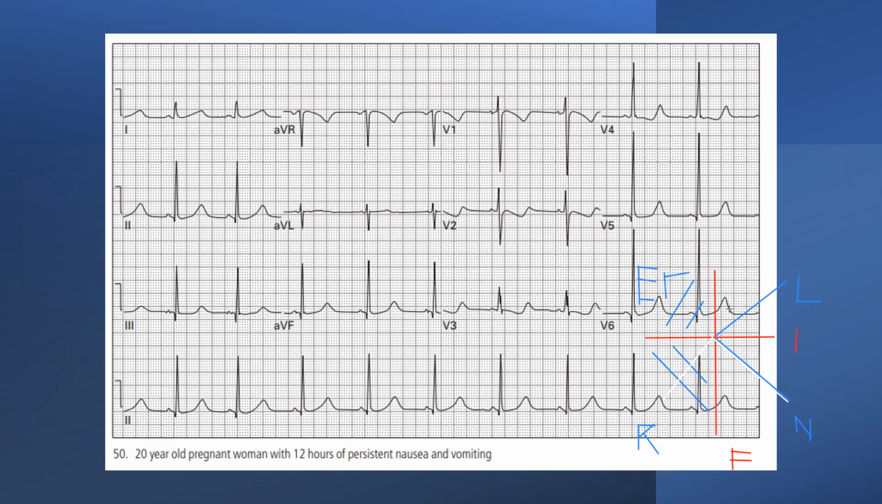All right, so we can see that it's definitely not left. So we've got a normal axis. Okay, so that's the first thing that we can take.